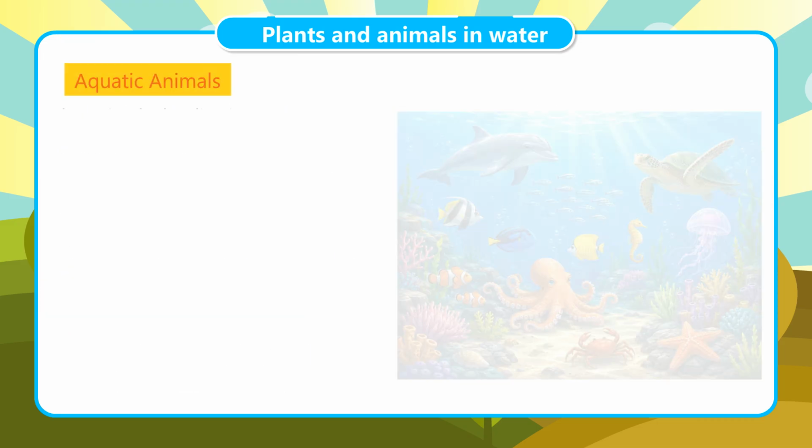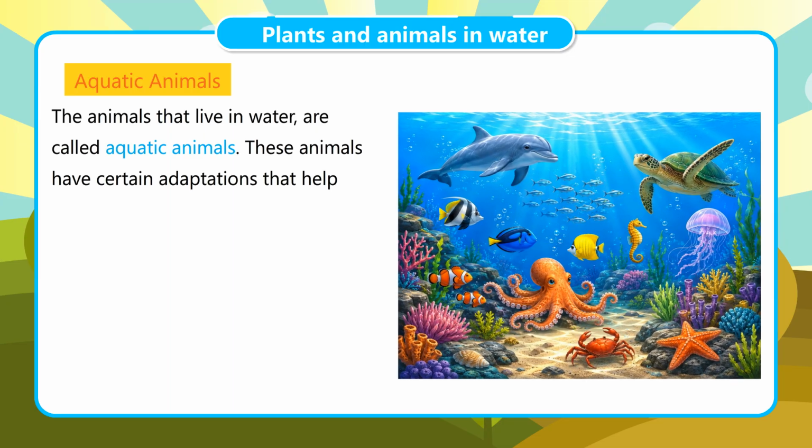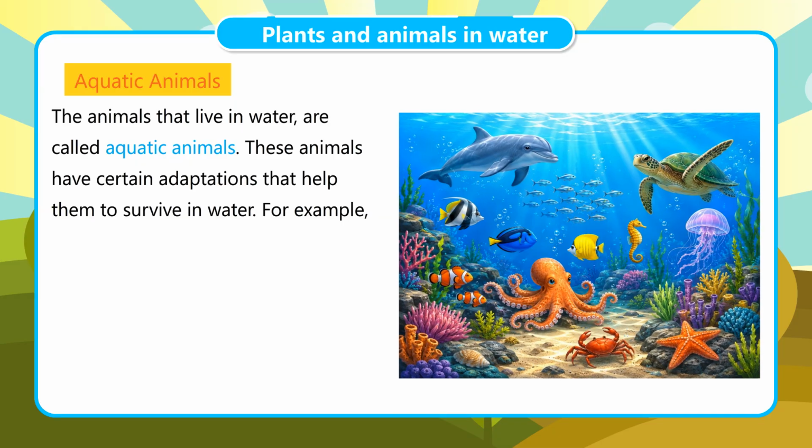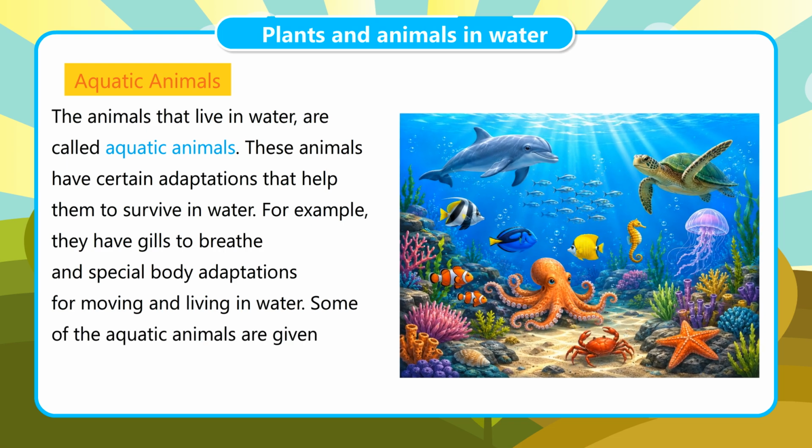Aquatic animals. The animals that live in water are called aquatic animals. These animals have certain adaptations that help them to survive in water. For example, they have gills to breathe and special body adaptations for moving and living in water. Some of the aquatic animals are given below.